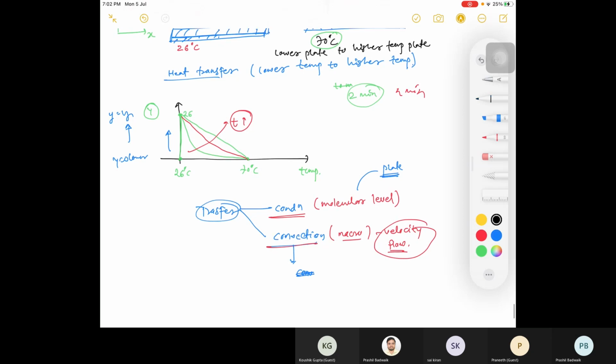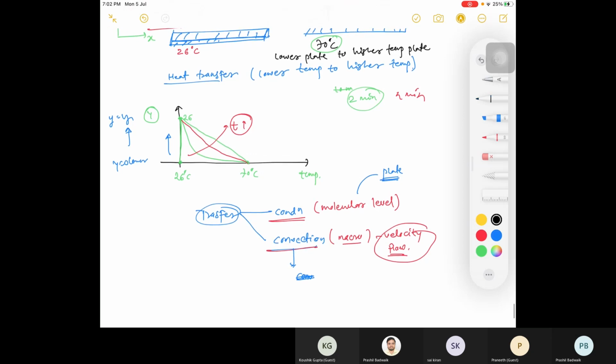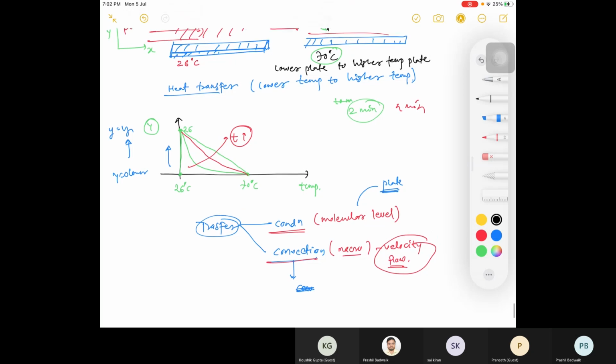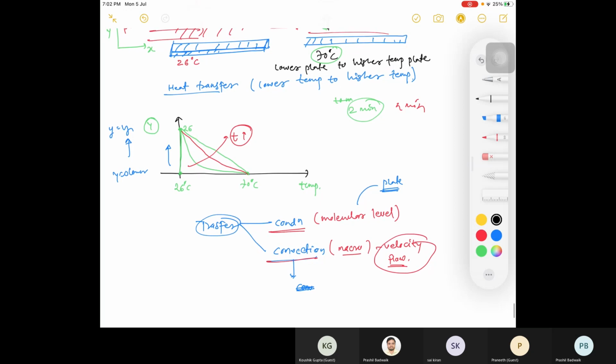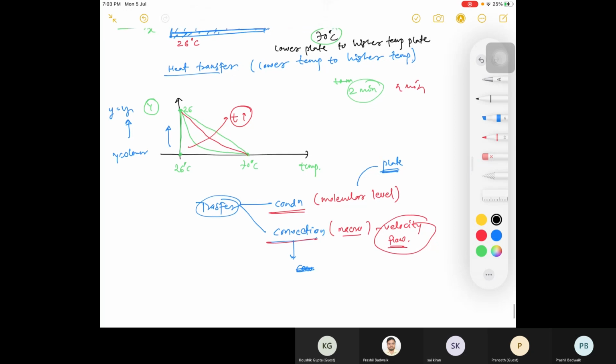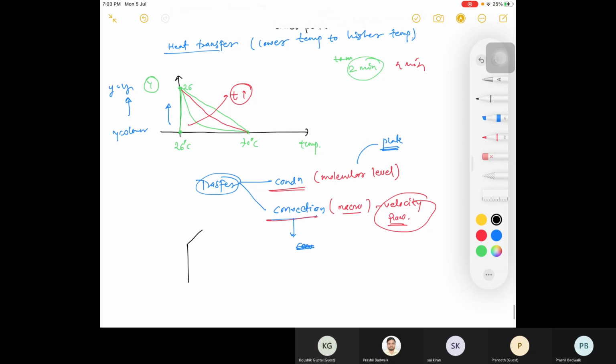So can you see here? If there is velocity, then there is convection. That means, what I'm saying is, if there are two mediums, then there is convection. Is it correct? And conduction occurs in a single medium, sir, right? Conduction occurs in a single medium. Suppose you have a single plate with thickness, there will be transfer of heat from this to this because of conduction. And if fluid is flowing here, then there will be convection.